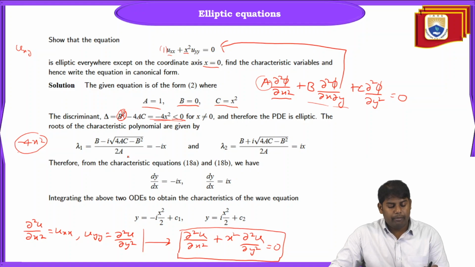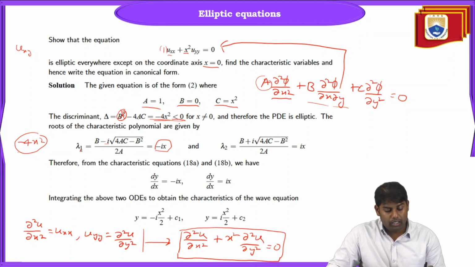When it has become elliptic, let us see what its roots are. Lambda 1, 2 is b minus or plus i, where i is nothing but the complex number, under root of 4ac minus b square divided by 2a, which has come as minus ix.